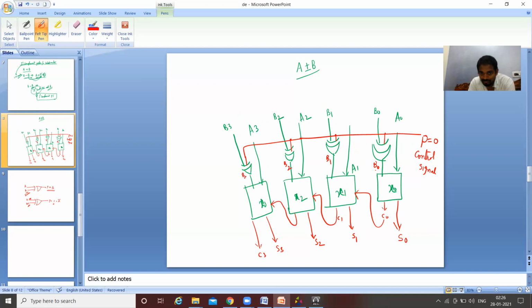So B3. Now A3, B3, A2, B2, A1, B1, A0, B0 are connected to the individual adders. So therefore, only addition will take place. Correct or not? So when P is equal to 0, this circuit performs parallel addition.